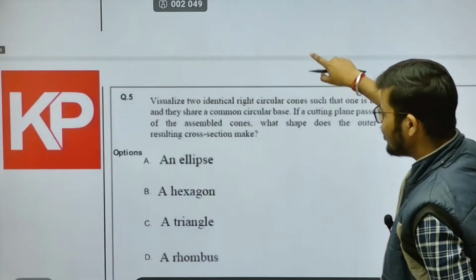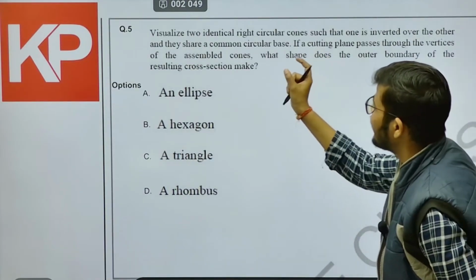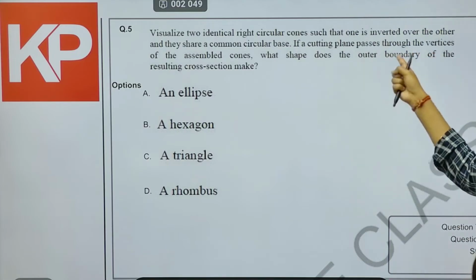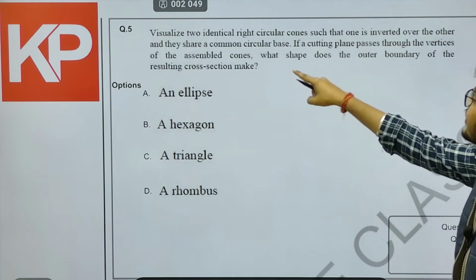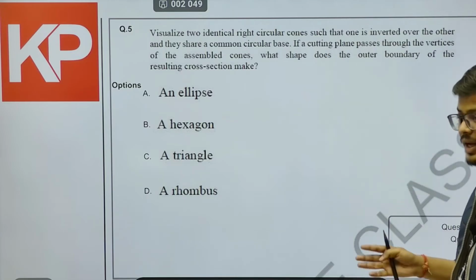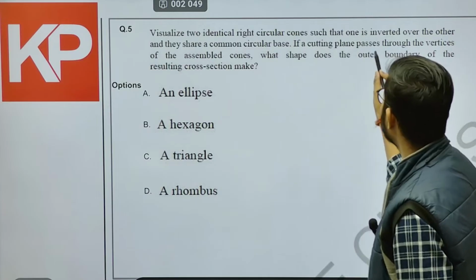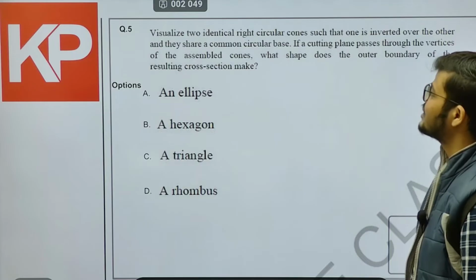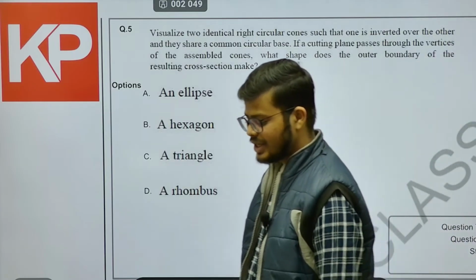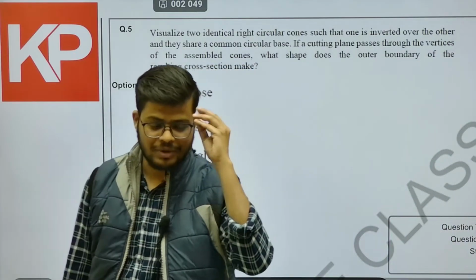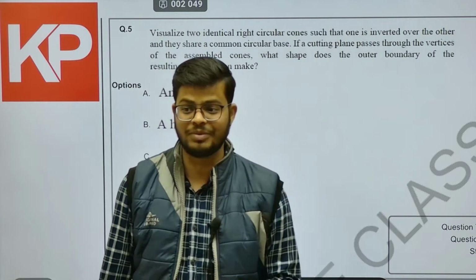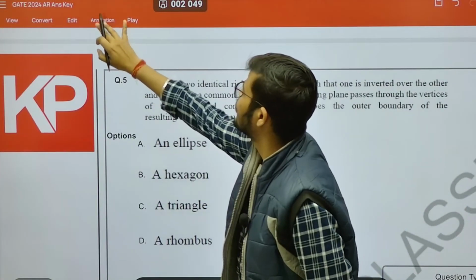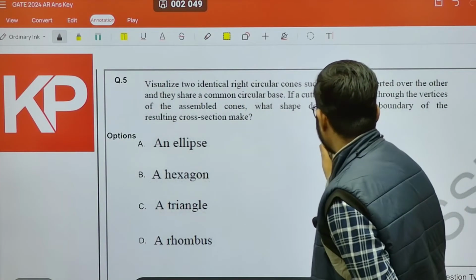Now question number 5 says: visualize 2 identical right circular cones such that one is inverted over the other and they share a common circular base. If a cutting plane passes through the vertex of the assembled cones, what shape does the outer boundary of the resulting cross section make? Now this question is again a mixed example. If you have an idea about mensuration, in questions based on 3D mensuration, you must know how a cone looks. They are saying visualize two identical cones. These cones are completely similar.